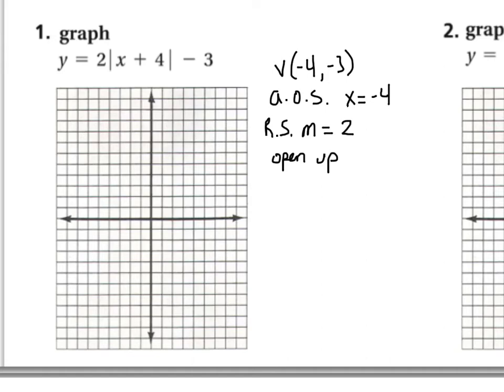Okay, so let's first graph our vertex at -4, -3. Then I want to draw my axis of symmetry, which is that vertical line, x equals -4. It'll pass right through our vertex. Now, the slope of the right side of our graph is 2. So from our vertex, just count a slope of 2 on the right side. Up 2, right 1. Up 2, right 1, up 2, right 1, and so on and so forth.